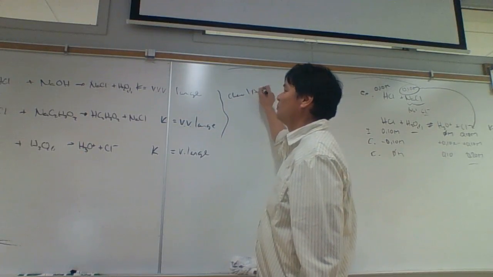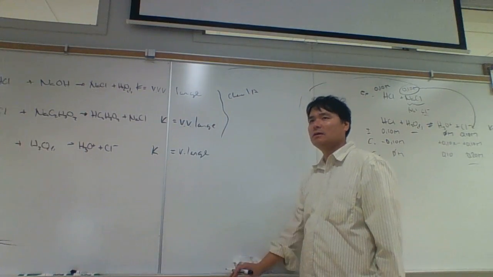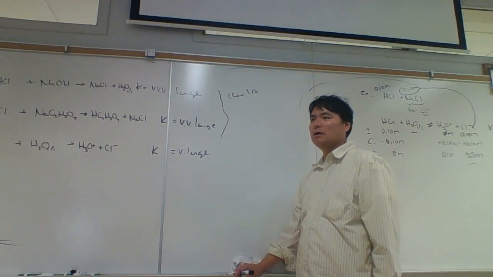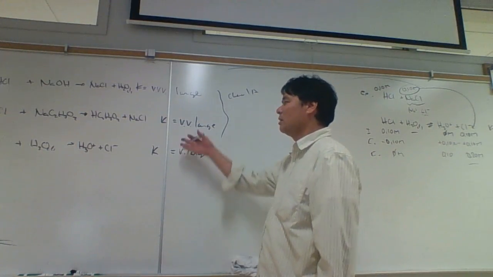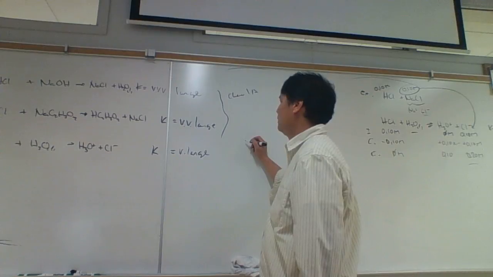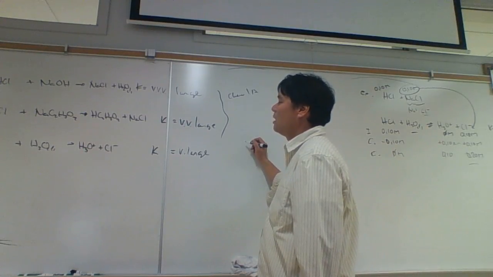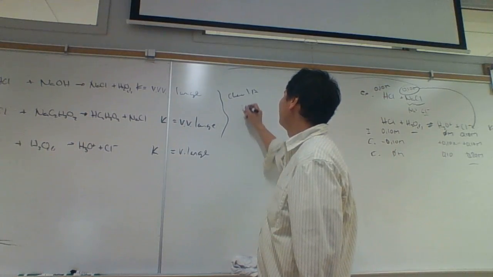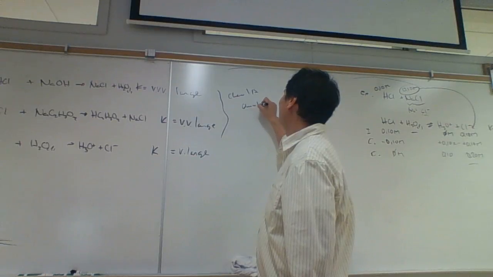And these top two are what we do in Chem 1A. In Chem 1A, you assume 100% reaction, right? Complete neutralization for this. And so you've done strong acid, weak base, and strong base, weak acid, that type of stuff. This is Chem 1A and Chem 1B.